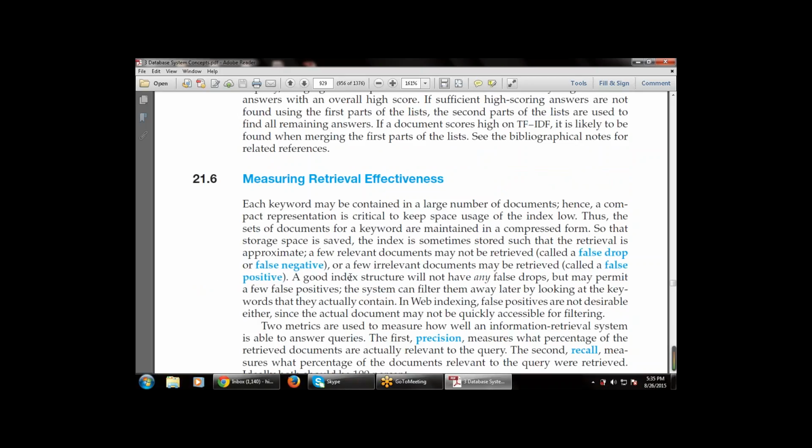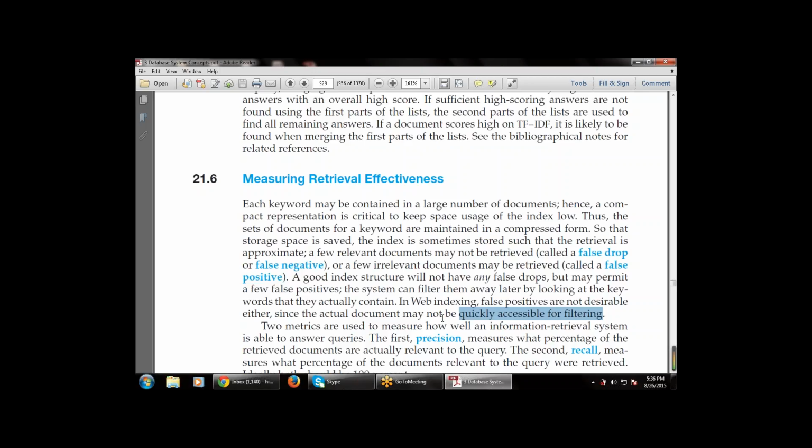That is not good, because this is irrelevant information that is not structured. A good index structure will not have any false drops, but may permit a few false positives. The system can filter them away later by looking at the keywords that they actually contain. In web indexing, false positives are not desirable either, since the actual document may not be quickly accessible for filtering.